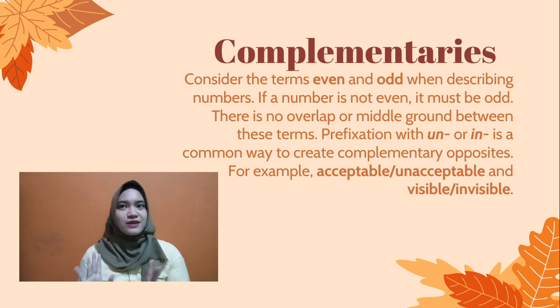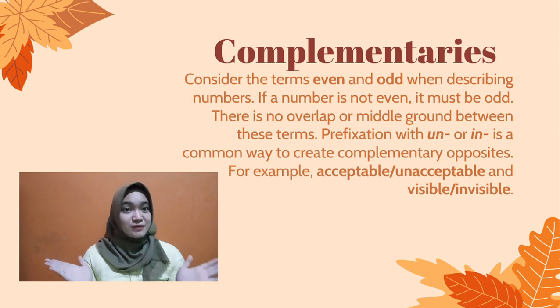Consider the terms even and odd when describing numbers. If a number is not even, then it must be odd. There is no overlap or middle ground between these terms. Prefixation with "un" or "in" is a common way to create complementary opposites. For example, acceptable, unacceptable, and visible, invisible.